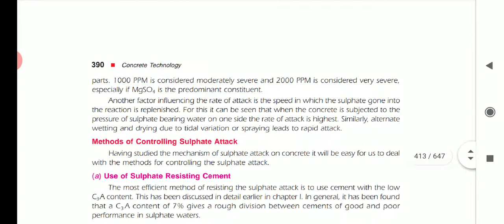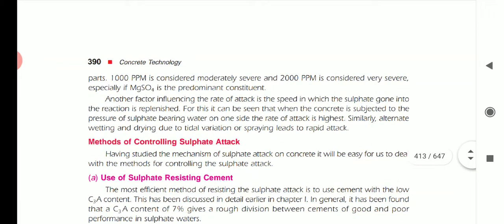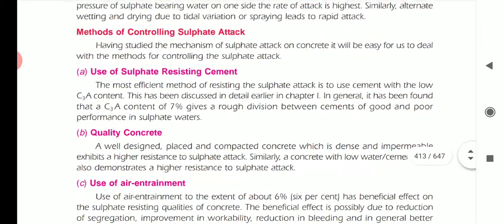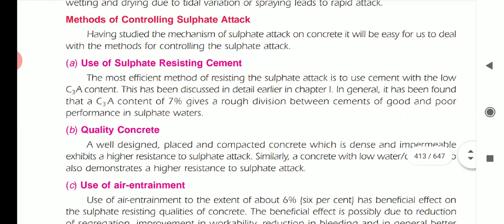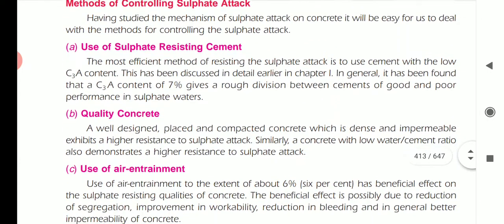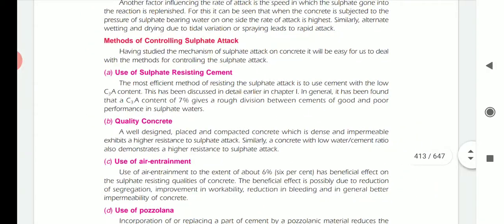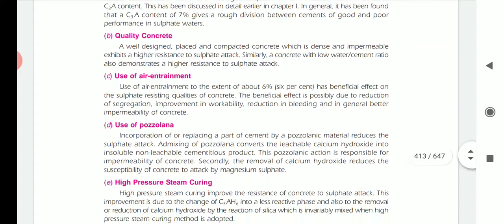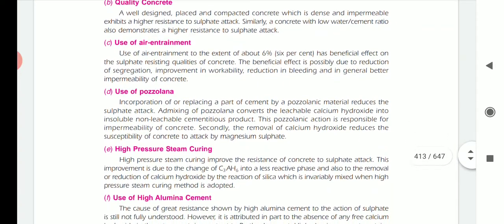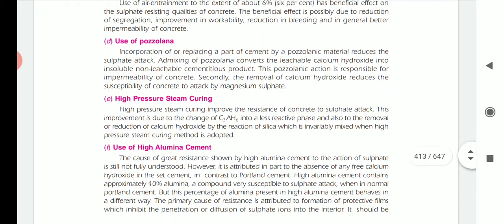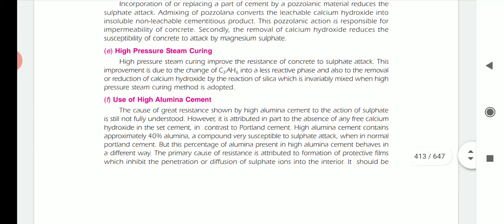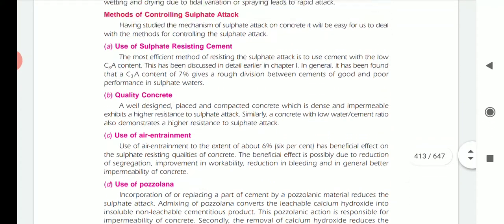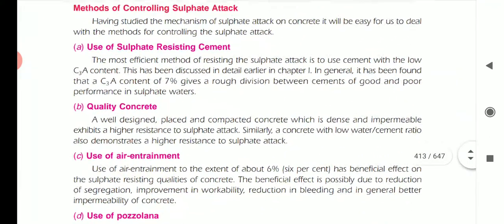But how to prevent it? Sulfate attack causes volume change, cracks and damage to the building, so we have to prevent it for the durability of concrete. These are some of the methods of controlling sulfate attack: first, use of sulfate resisting cement; quality concrete; use of air entraining reagents; use of pozzolanic materials; high pressure steam curing; and use of high alumina cement. We will study how these prevent sulfate attack.